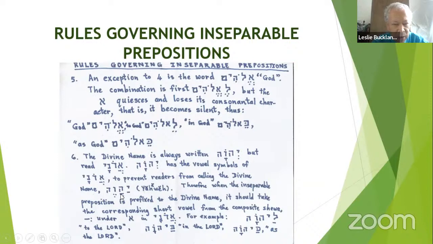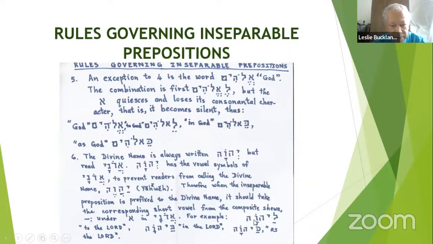Yahweh is thought to be the correct pronunciation of God's personal name. But when the inseparable preposition is prefixed to the divine name, it should take the corresponding short vowel from the composite shewa under the aleph, the Hatef Pathach in Adonai. So it is following the vowels of Adonai. Under the aleph in Adonai, you have the composite shewa, Hatef Pathach.